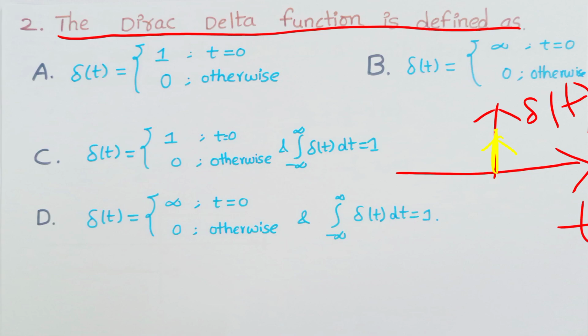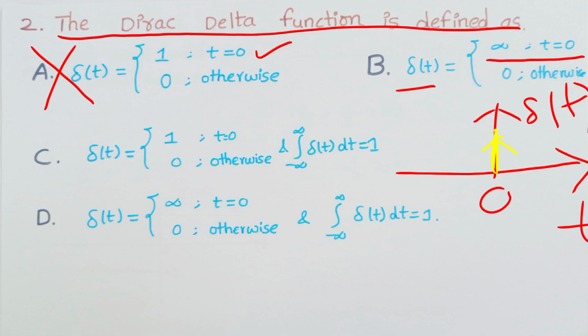Okay, now coming to the options, the first option is del of t is equal to 1 when t equal to 0. That is, at t equal to 0, the amplitude is 1. No, because for del of t, the amplitude is infinity at t equal to 0, but in option A they have given amplitude 1 at t equal to 0. So option A is wrong. Now coming to option B, del of t is equal to infinity when t equal to 0. Okay, here at t equal to 0 we have infinity.